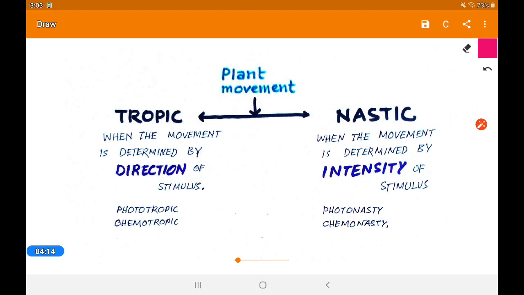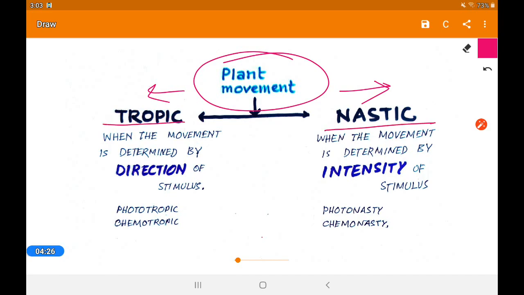To understand the direction, we can see that there are two different types of movement. Now look here, plant movement has two different ways: one is tropic, another is nastic. What is the tropic movement? Tropic movement is when the movement is determined by the direction of the stimulus. I think you can understand the word stimulus. Here it can be gravity, light, or a chemical which can stimulate the plant.